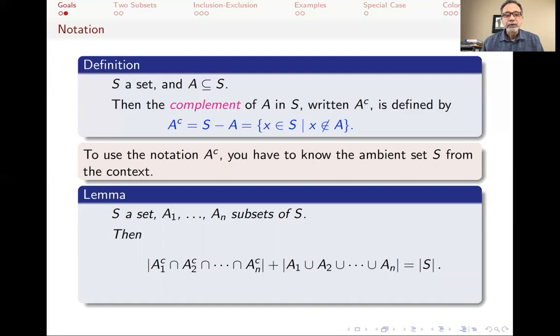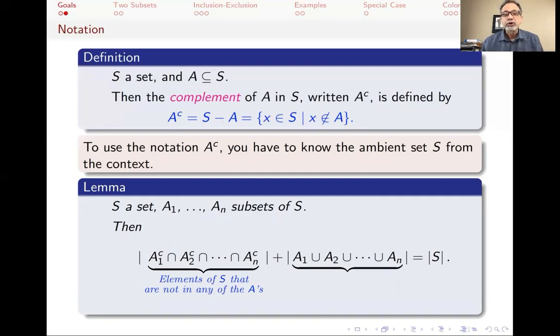Why is that? Because if you look at the intersection of those complements, what you're counting is the elements of S that are not in any of the A's, or outside all of the A's. The A1 complement are those elements that are outside of A1, but A1 complement intersection A2 complement is those things that are outside of A1 as well as outside of A2. So when you take the intersection of all of those complements, you get elements that are in none of them. And when you look at A1 union A2 union AN, you're counting elements of S that are in some of the A's, maybe one of them, maybe two of them, maybe five of them. Every element of S is either in none of the A's or in some of the A's, and every element of S will be counted exactly once.